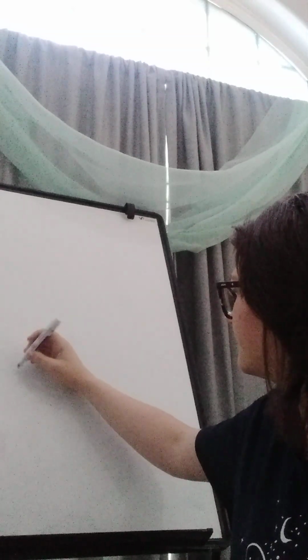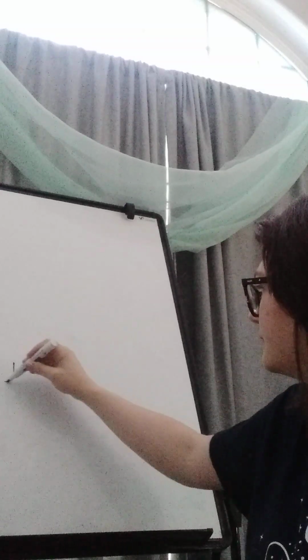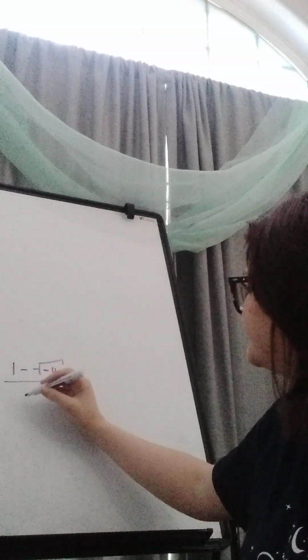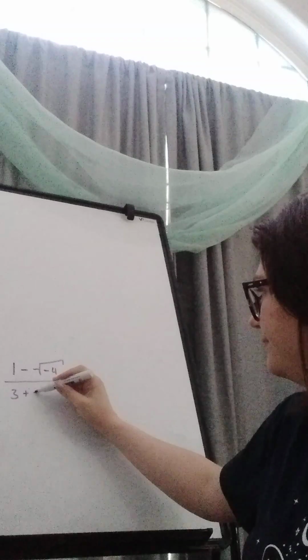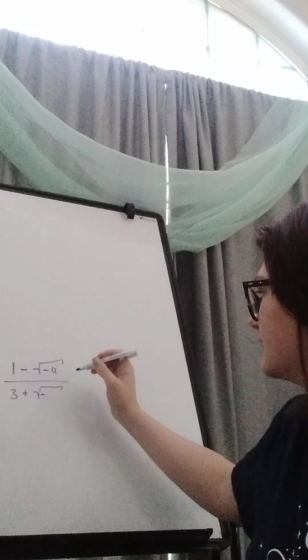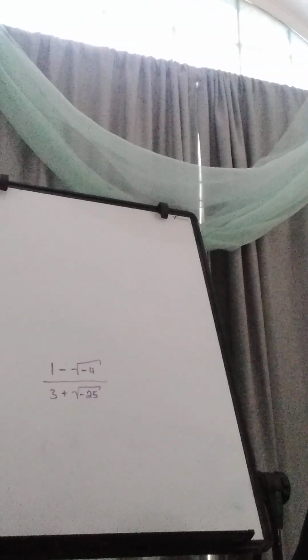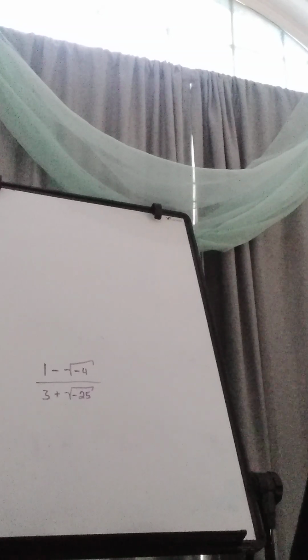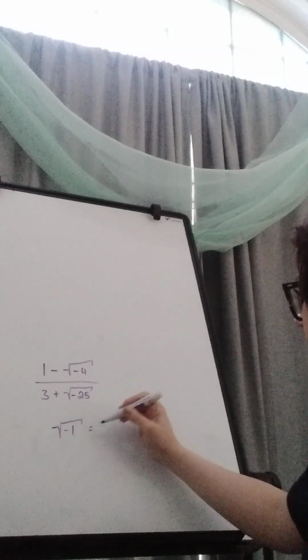Okay, let's say we have 1 minus the square root of negative 4 over 3 plus the square root of, say, negative 25. Right? And we want to know what that equals. So just a reminder that the square root of negative 1 is i.